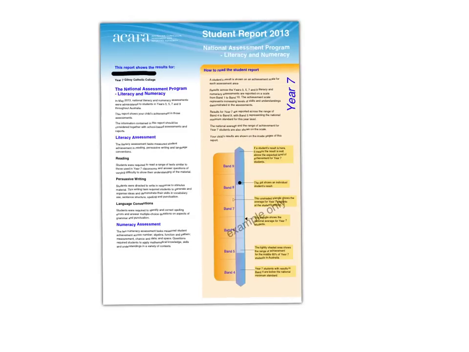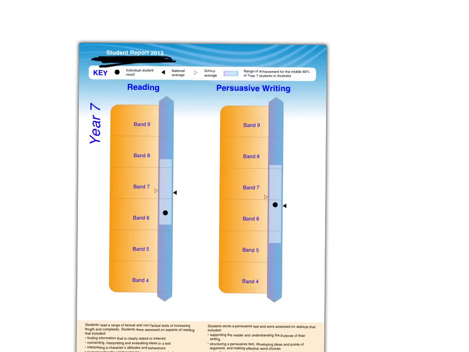Let's have a look at that based on some actual results rather than the example. You would have got two documents. The first is Student Report 2013, and that will have summaries of your results under 4 different headings.